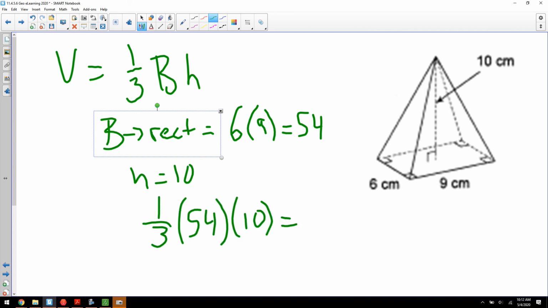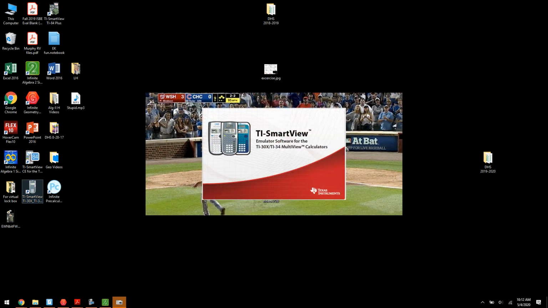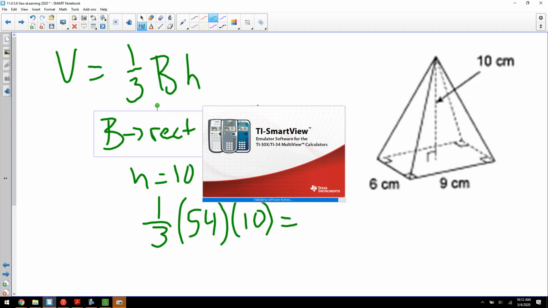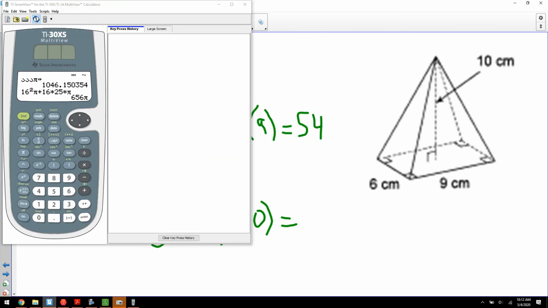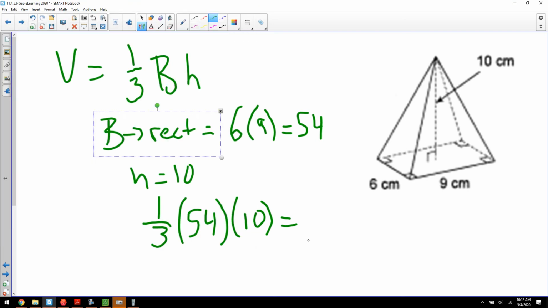So if you type that into your calculator, let me show you guys, remember where the fraction bar button was. I'm sure by now you all know where the fraction bar is. That shouldn't be anything too crazy, I hope. Just clear out. Fraction bar, 1/3, and then times 54 times 10. And there's your volume, 180. 180 cubic centimeters. Okay.